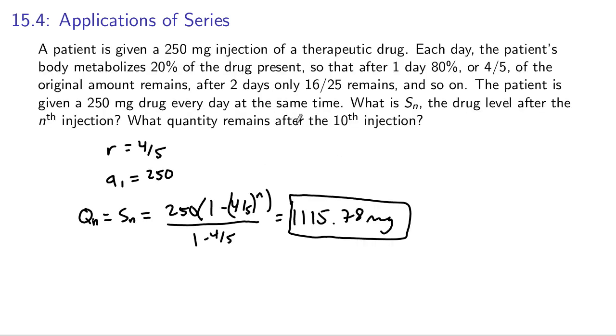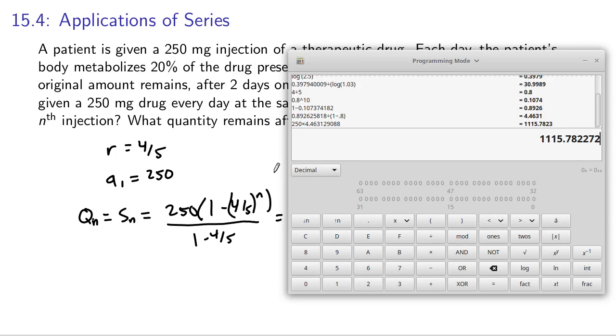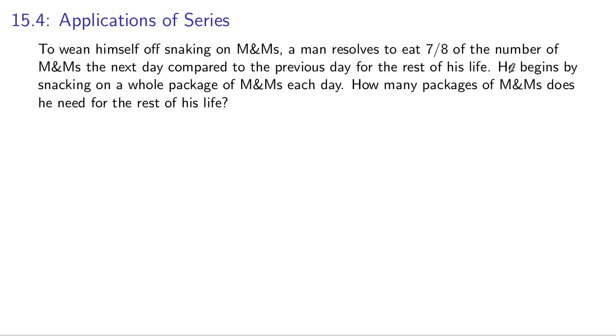So if we go back here and we ask the question, what is the long term or the convergence level of the drug? Then we could use the formula where this goes to 0. Okay, so we would have 250 times 1 basically over 1 minus 0.8, and 1250 is the long term. 1250 milligrams is the long term amount. So we can now talk about this next example.